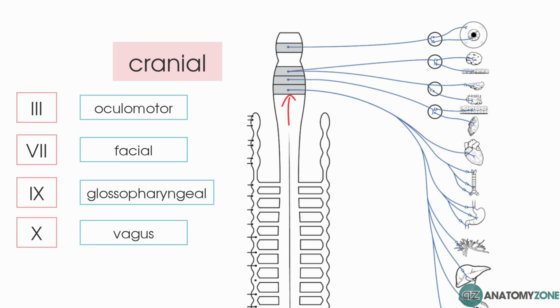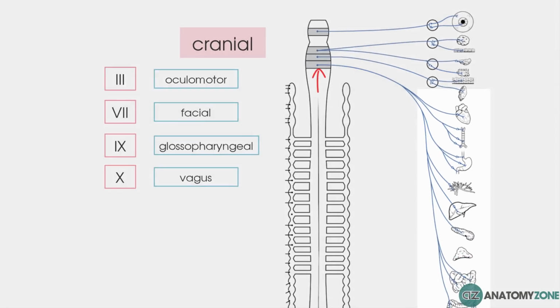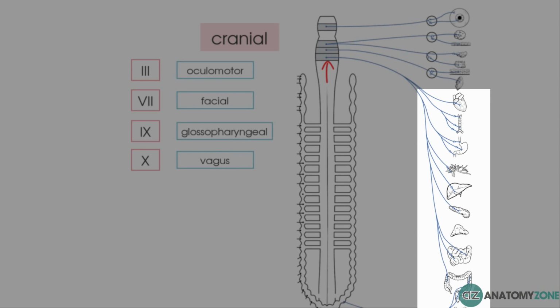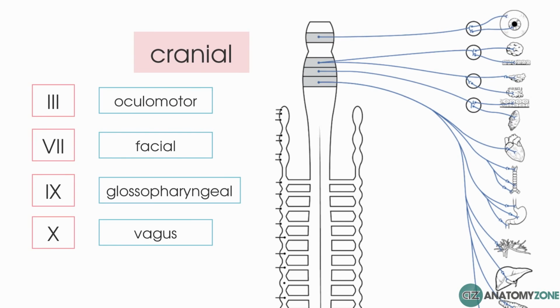So the bottom one here represents the vagus nerve, and you can see that it has this wide distribution to several thoracic and abdominal viscera. So the vagus nerve makes up the largest component of the parasympathetic division.